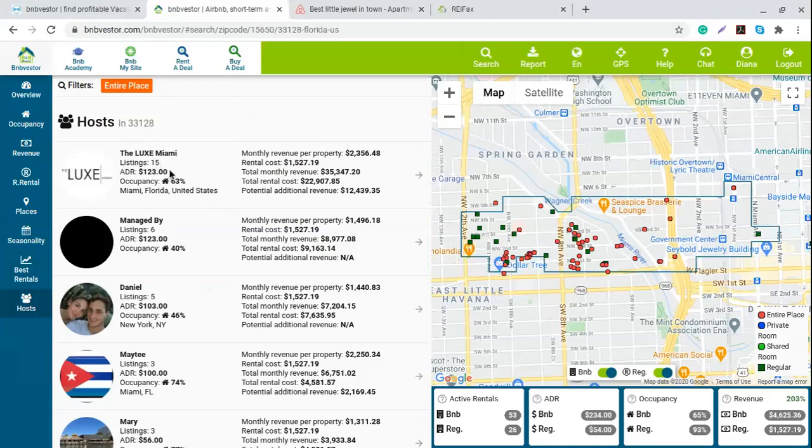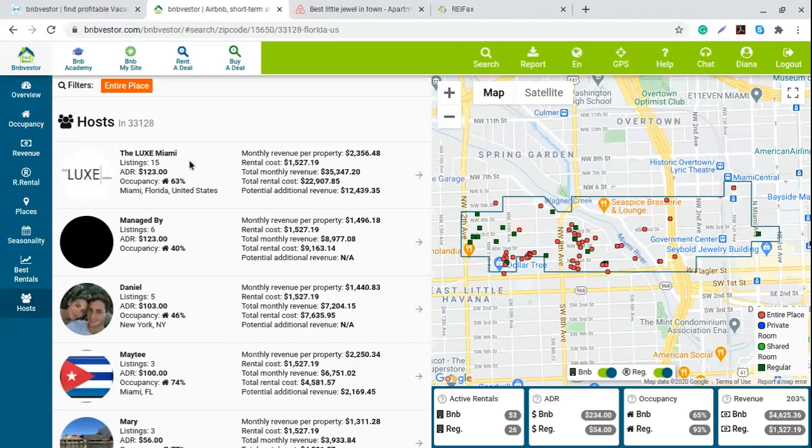On average, for these 15 listings, he's charging $123. He's maintaining an occupancy of 63%, okay? The monthly revenue per property is this one. And the rental cost that he's deducting is this amount. That is monthly, okay? But now for the 15 listings in monthly revenue, he's getting this amount. And this is the rental cost for these 15 listings. So this company is getting this amount for potential additional revenue.